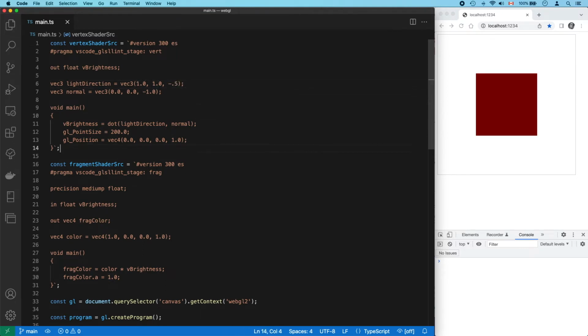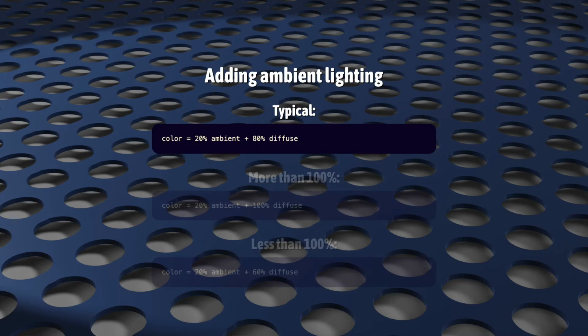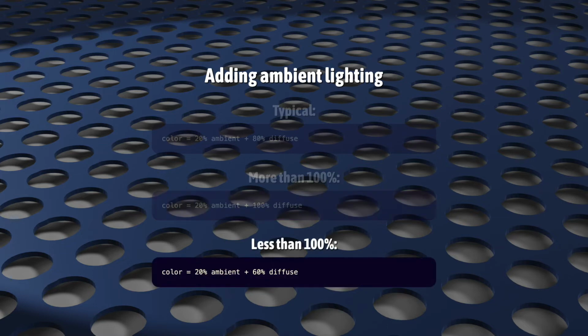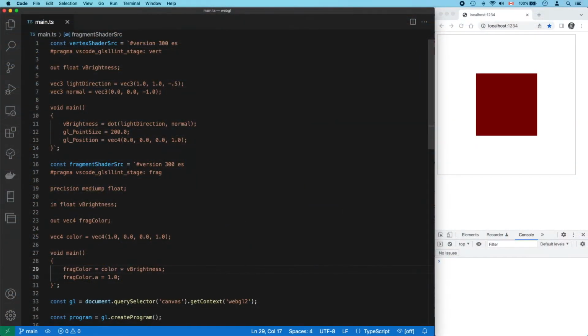Let's make another change. Let's make it so that 0% brightness still shows some of the base color. This is called ambient lighting. Ambient plus diffuse doesn't have to add up to 100%. Summing to more than 100% gives it a blown out, overly bright appearance, and summing to less than 100% gives the entire model a dark, underlit appearance. But let's do 20% ambient and 80% directional.